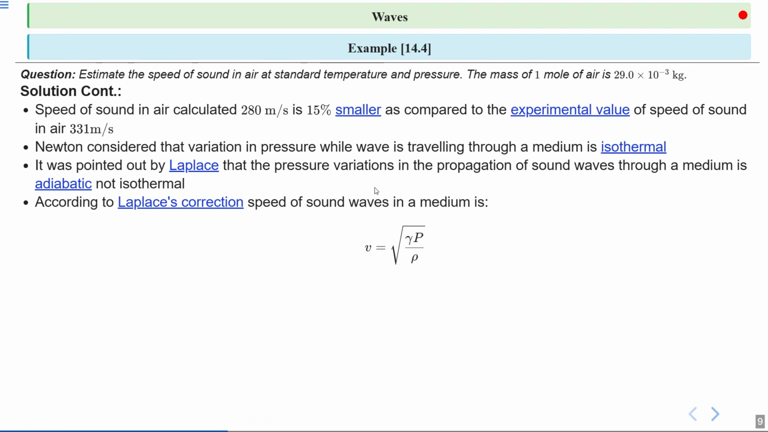Here V is the speed of sound, gamma is the ratio of specific heats, about 1.4 for air. P is the pressure, and rho is the density. Increasing gamma or pressure increases the speed, while increasing density decreases it. This formula matches experimental results much better.